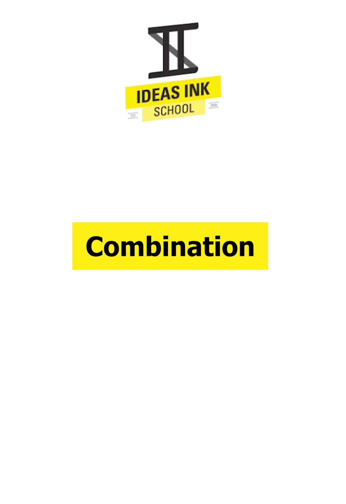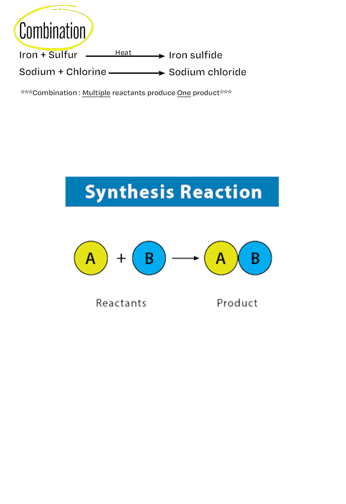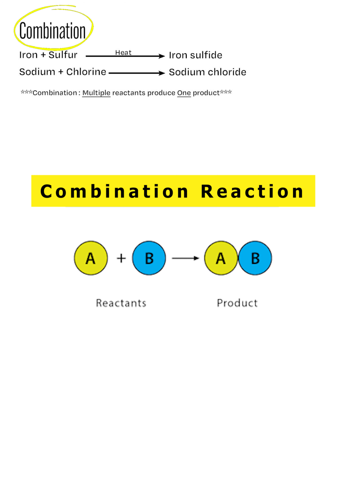The last chemical change that involves heat is a combination reaction. Please note that a combination reaction is the opposite of a decomposition reaction. A combination reaction occurs when multiple reactants react chemically to produce a single product. This type of reaction is often used to demonstrate the difference between a mixture and a compound.